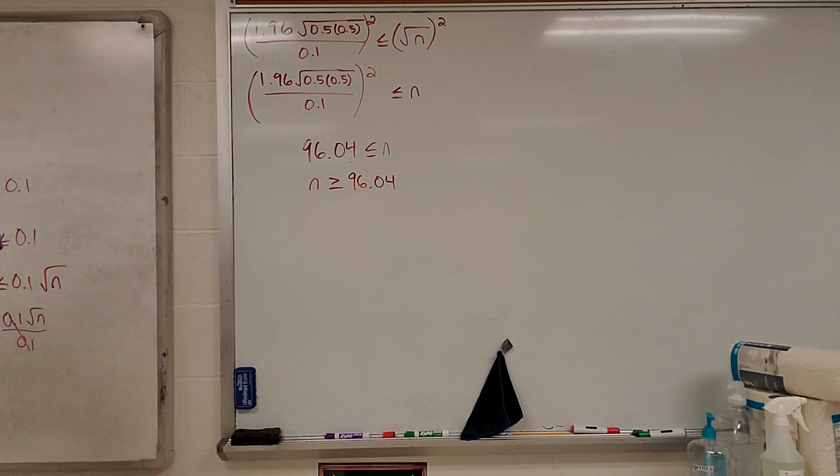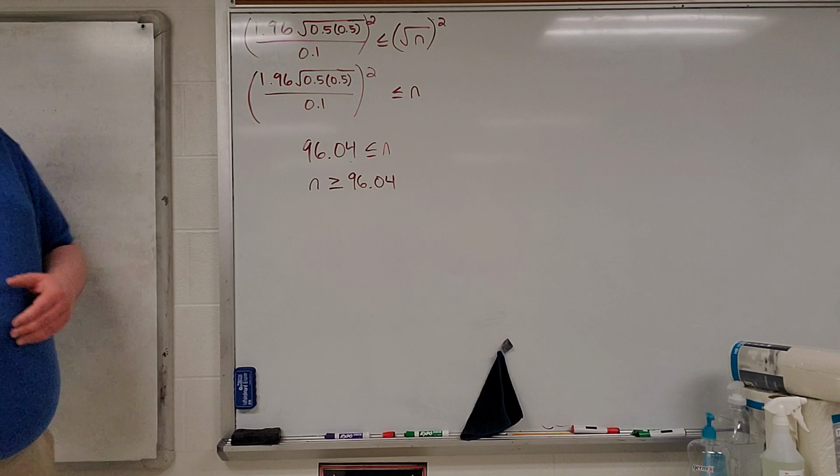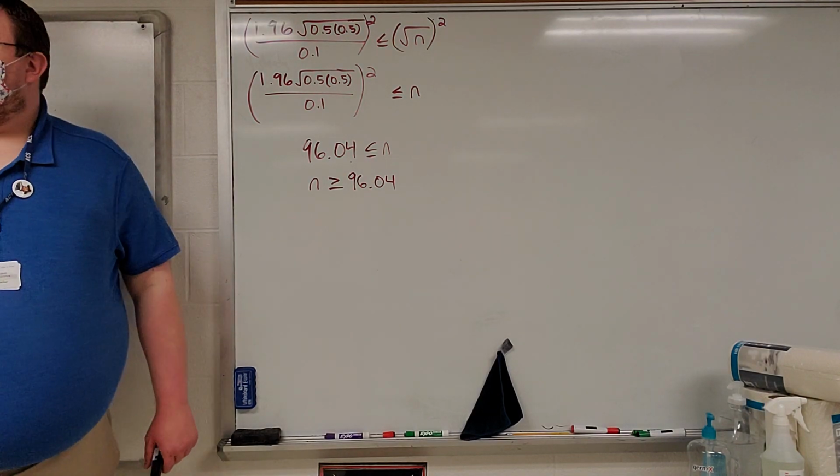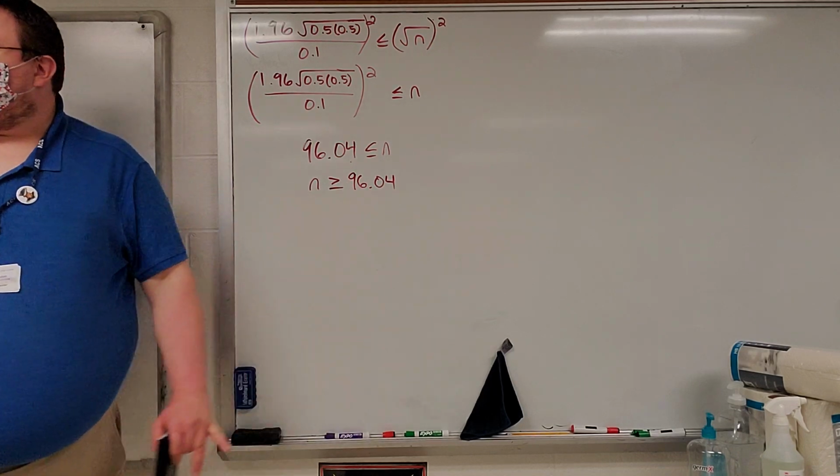So you always go up a person, basically. You always round that decimal right up to the next whole number, even though it's .04, because you can't survey 96.04 people.